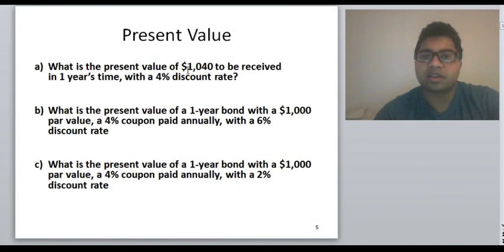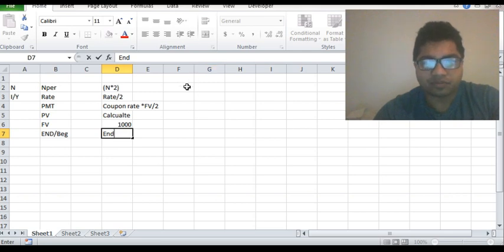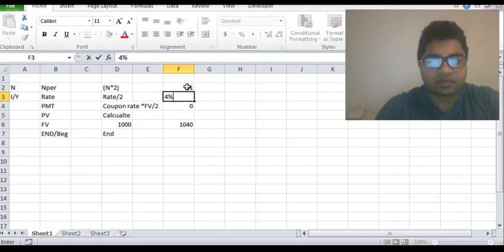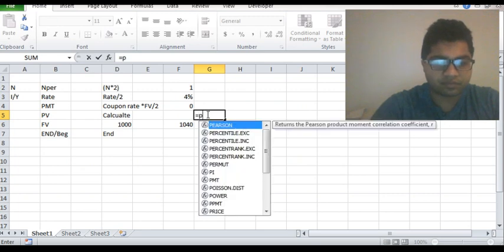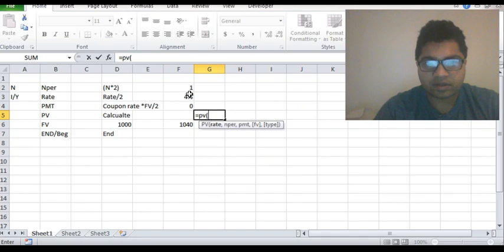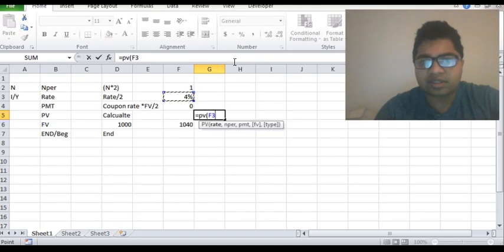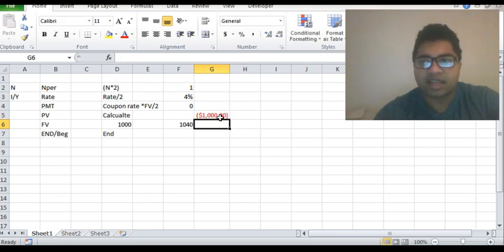So coming to this problem, present value of 1040 to be received in 1 year's time with a 4% discount rate. So in 1 year's time, future value is 1040. They haven't given any PMT. The PV we have to calculate, and the rate is 4%. So if you calculate PV, since it is not given to be annual or semi-annual, we'll just consider it annual right now. N per is 1, PMT is 0, future value 1040, and type doesn't matter unless there is PMT. So the value of this cash flow is 1000.